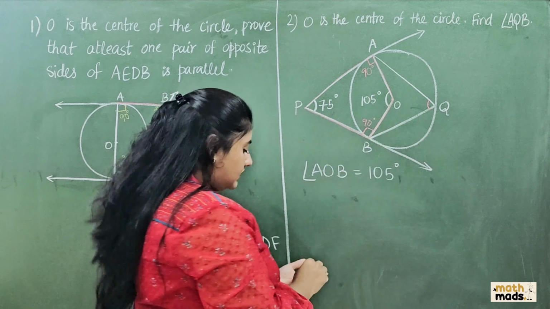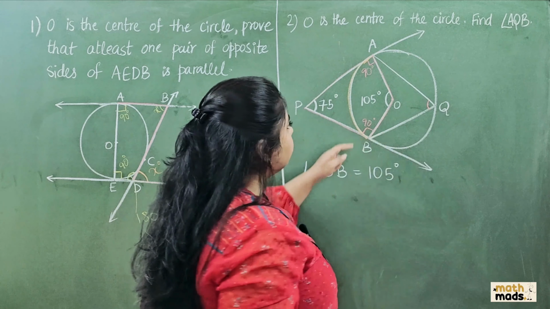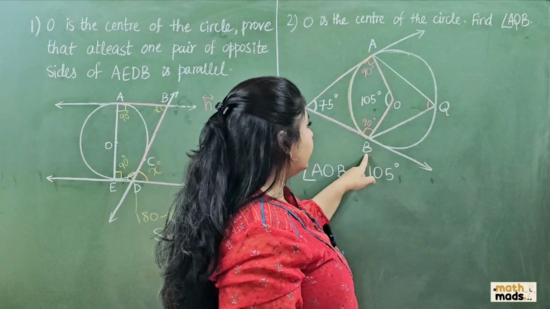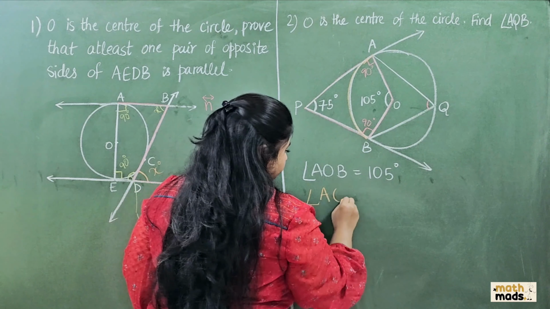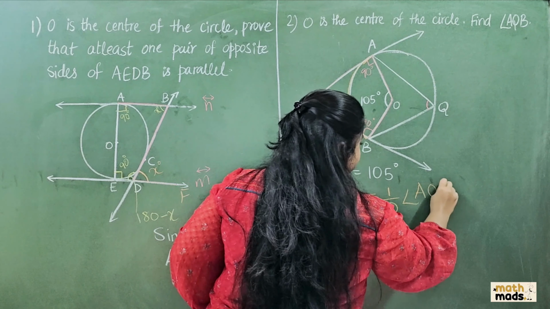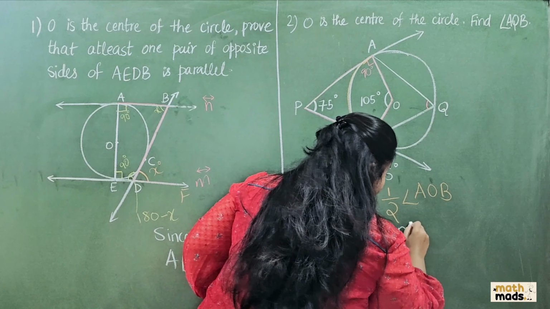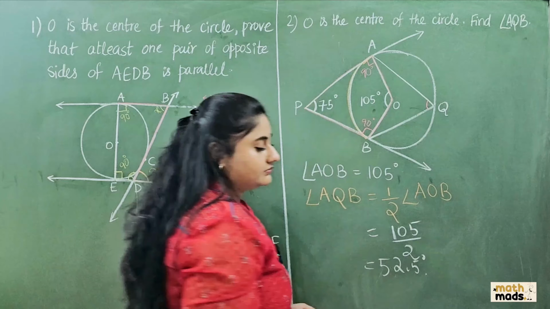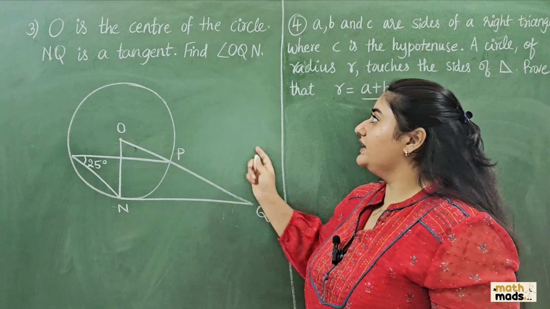If I take AB as the arc of the circle, you can see that this arc is making angle AOB at the center of the circle and AQB at the circumference of the circle. And we know a relation between these two. What is that? Angle AQB is equal to half the angle at the center, that is angle AOB. And how much is that? It is 105. So if I substitute, I am going to get 105 divided by 2, which is 52.5 degrees.